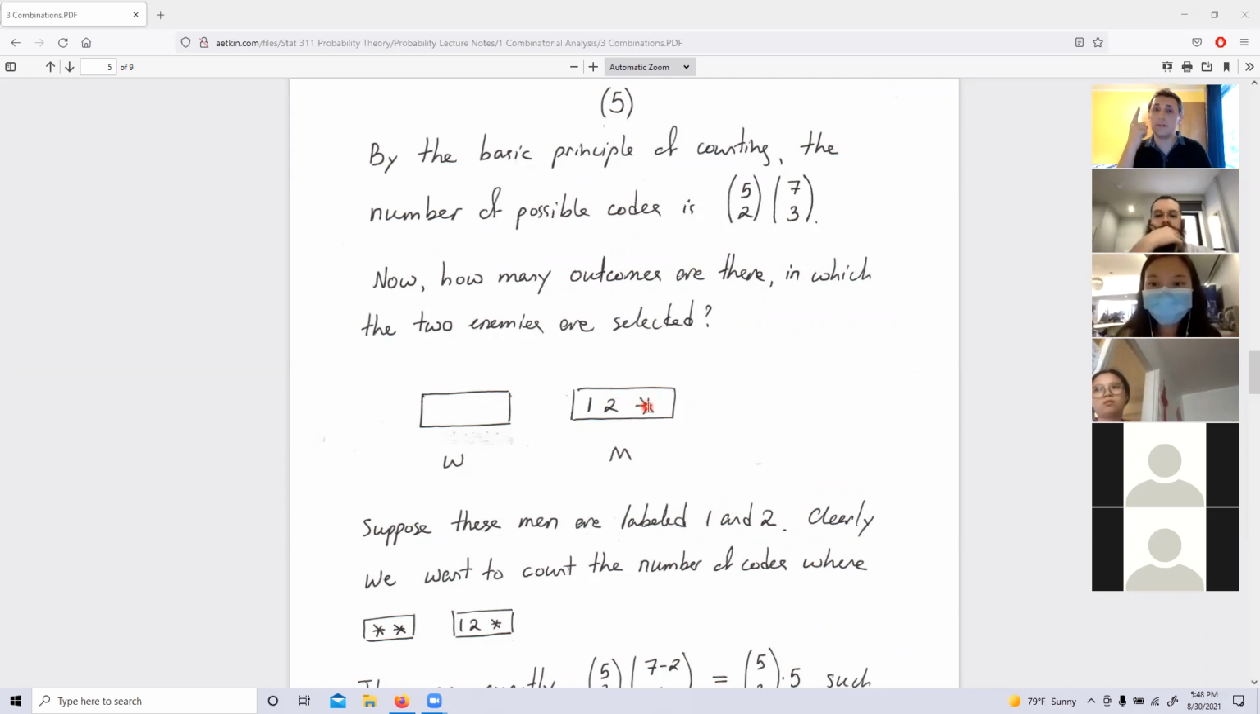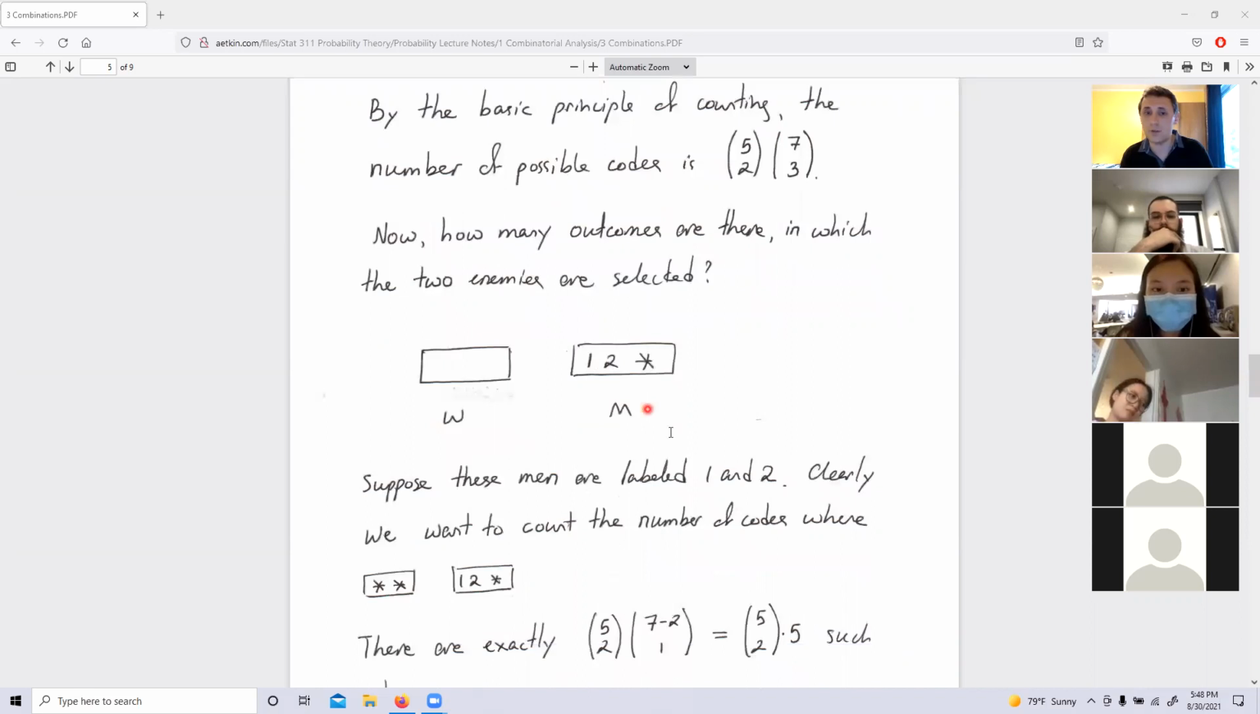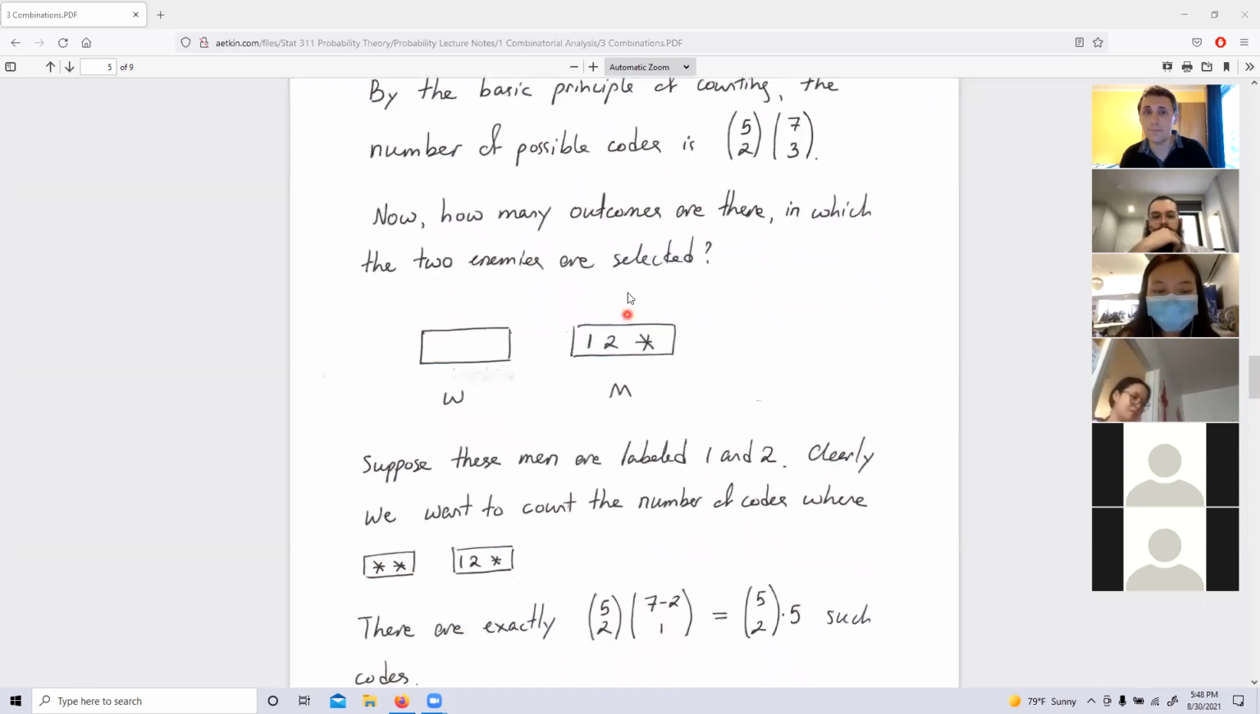Well, we used 2 of the numbers. We had numbers 1 through 7 for the men. We used 2 of them. So we have only 5 available. And out of them, we must pick 1. So it is 7 minus 2 choose 1, or 5 choose 1. Correct? Do you understand, guys, what happened? It's 7 minus 2 choose 3 minus 2. So it's 5 choose 1 to fill in this box.